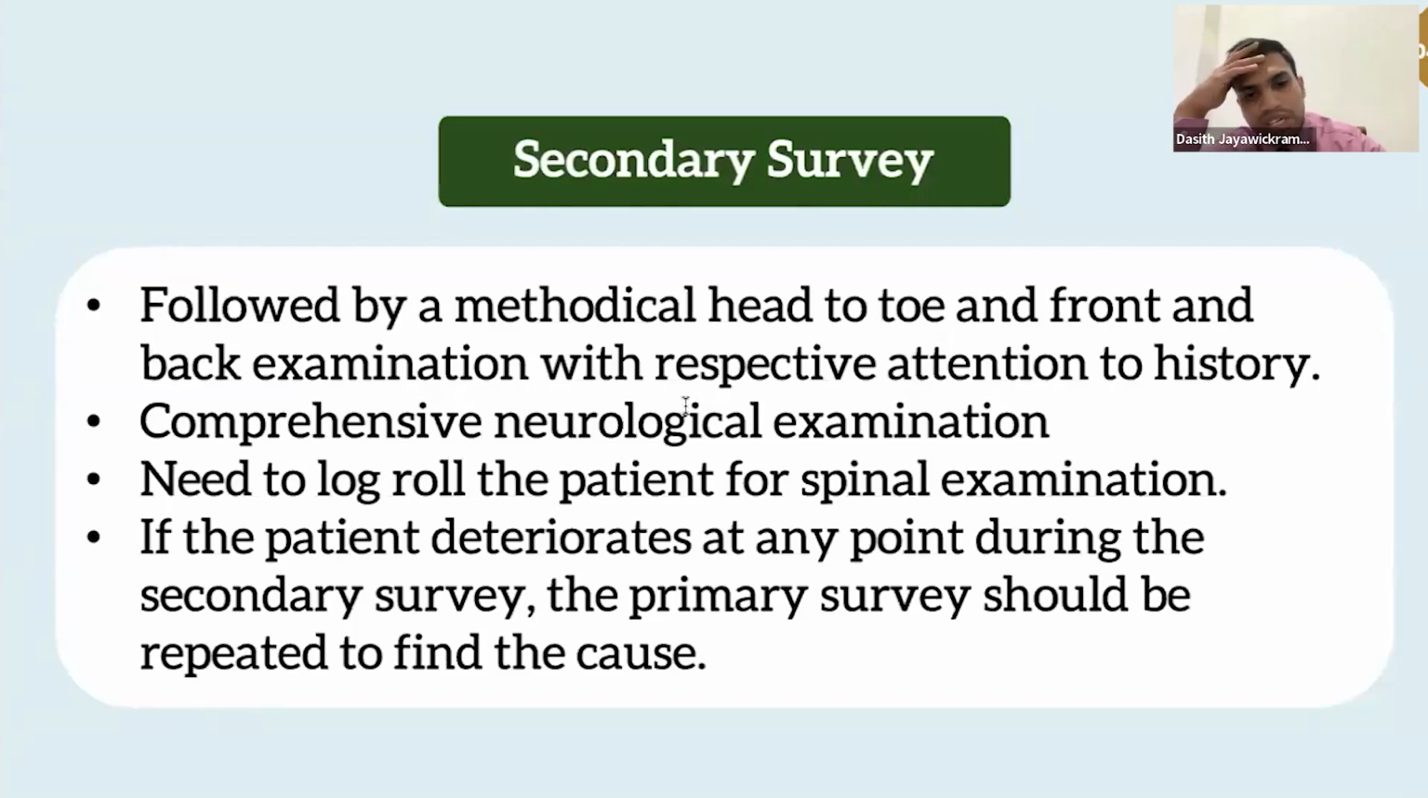If the patient deteriorates at any point during the secondary survey, the primary survey should be repeated to find the cause, because it could be a life-threatening cause that was not there during our initial primary survey, but now it's happening. So we need to abandon whatever we are doing and go back to the primary survey. We repeat from A to E, and we identify the cause. If we have found the cause, treat it. And once the patient is stabilized, you come back to the secondary survey again. That's the principle. Okay.